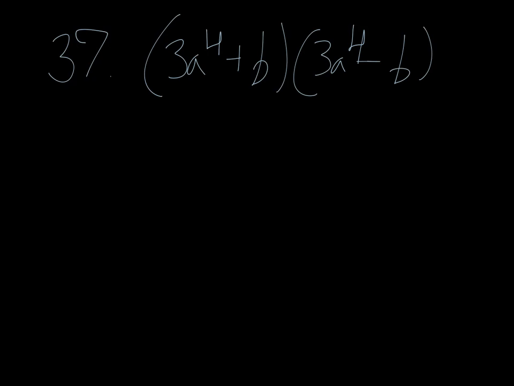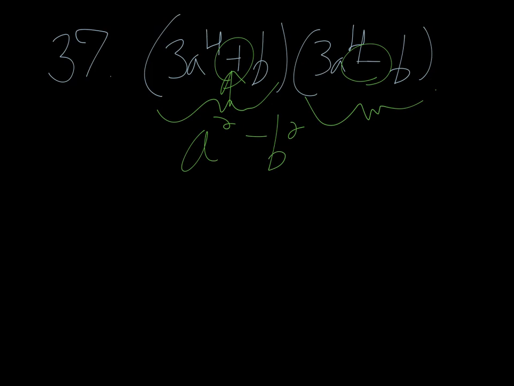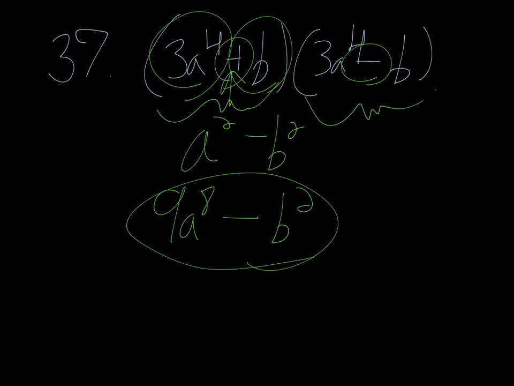Okay, I wrote them backwards, but it doesn't matter because of the commutative property. Because I have the same exact thing twice, one's positive in the middle, one's negative in the middle, that means I can cut straight to my shortcut. I know it's going to be a squared minus b squared, and by a squared and b squared, we mean the first term and the last term. So I know it's going to be 9a to the 8th, because I'm just squaring 3a to the 4th, minus b squared. That's it.